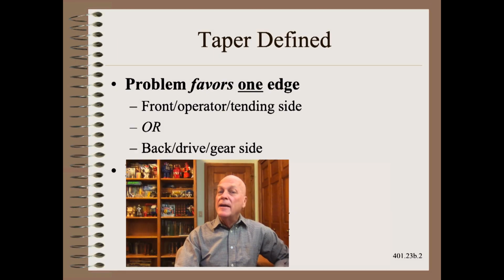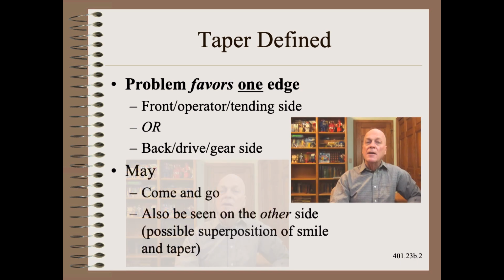Taper is defined here as any problem that favors one edge or another. That edge may be the front operator or tending side or the back driver gear side, depending on the language you use in your plant. A most important word in this definition is favors. The problem may come and go, as is almost certainly the case.